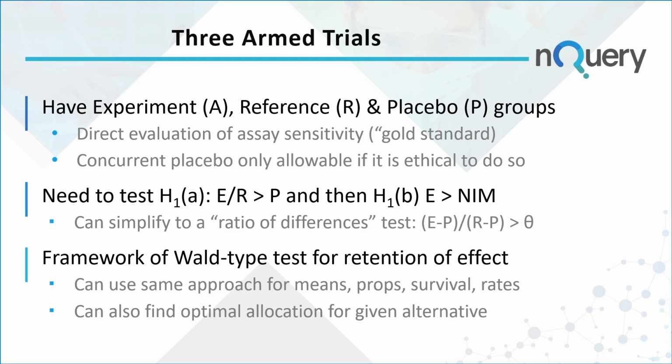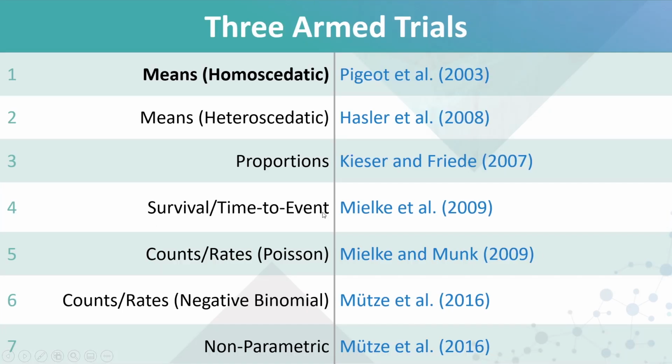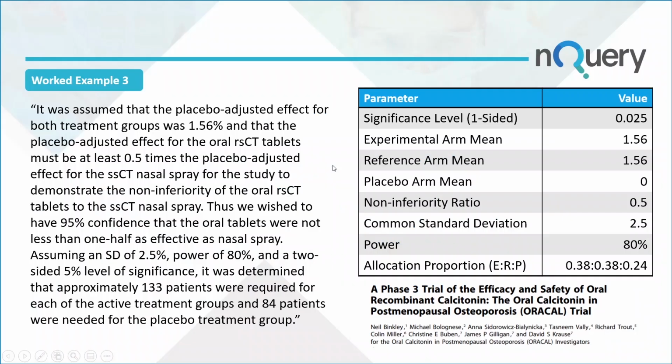And that can be evaluated in a unified framework using a Wald-type test for a variety of different endpoints, from means to proportions to survivals to incidence rates and so on. And there are also ways that we can optimize our allocation to maximize our power given this 3-arm trial design. And as I mentioned, this has been extended for a variety of different endpoints by different authors over the last 20 years or so.